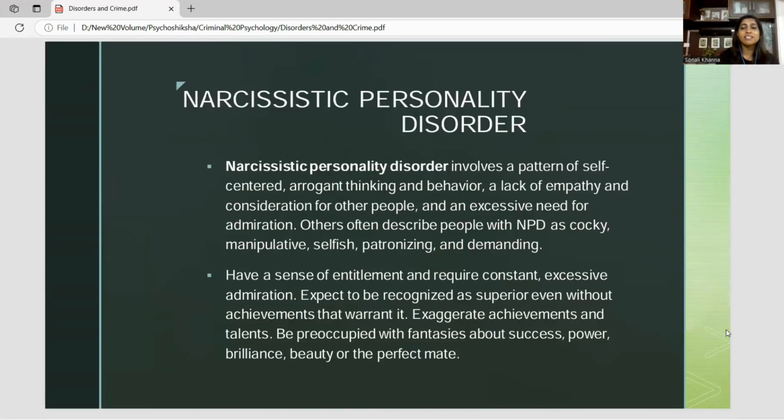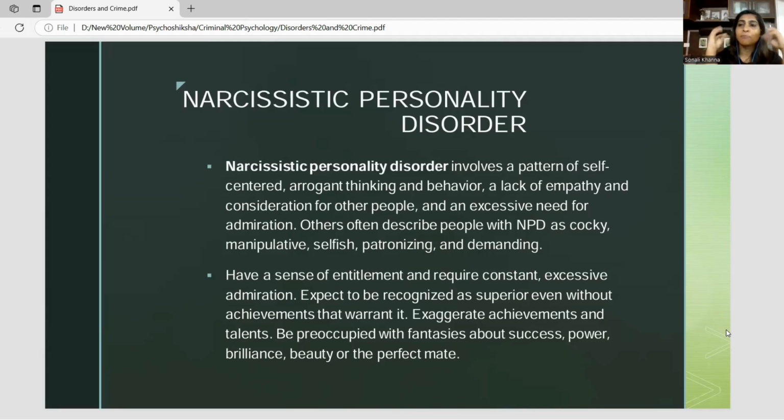Coming on to narcissistic personality disorder. Narcissistic personality disorder involves a pattern of self-centered, arrogant thinking and behavior, a lack of empathy and consideration for other people, and an excessive need for admiration. Others often describe people with NPD as cocky, manipulative, selfish, patronizing, and demanding. They have a sense of entitlement and require constant, excessive admiration. They expect to be recognized as superior even without achievements that warrant it. They exaggerate achievements and talent, and are preoccupied with fantasies about success, power, brilliance, beauty, or the perfect mate.